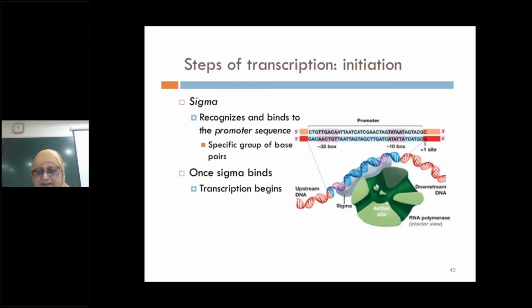So here you can see this is the sigma factor that is binding to the promoter site, the TATA box 10 base pairs upstream and the -35 sequence box 35 base pairs upstream. It will bind to that, and then once it recognizes these sequences, it will help the core enzyme to bind to the deoxynucleotide sequence of the promoter site. And once it binds, the transcription will begin.